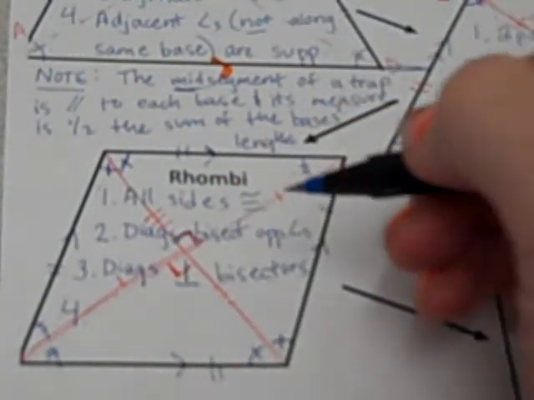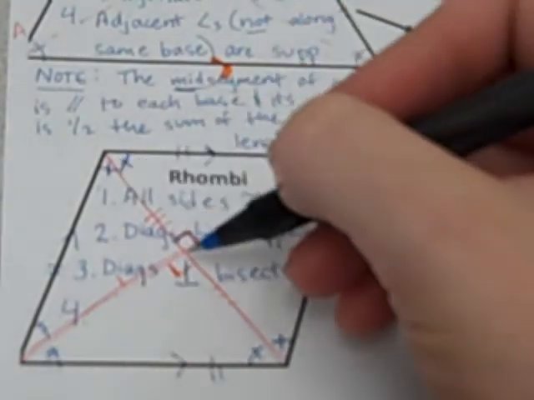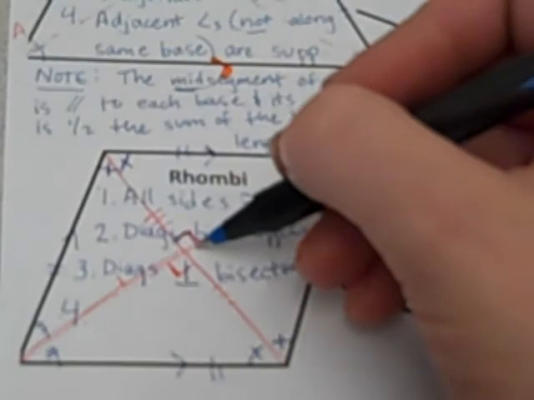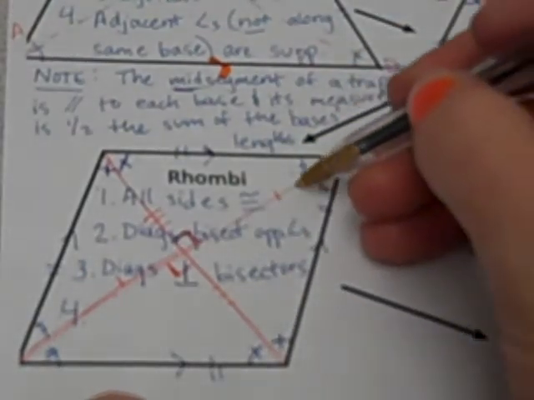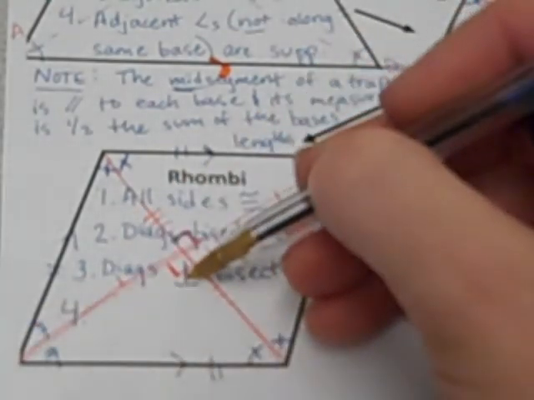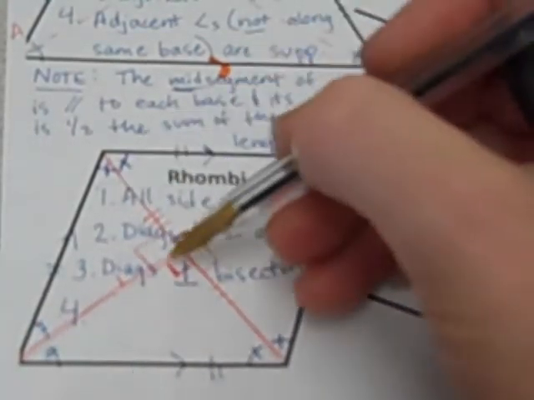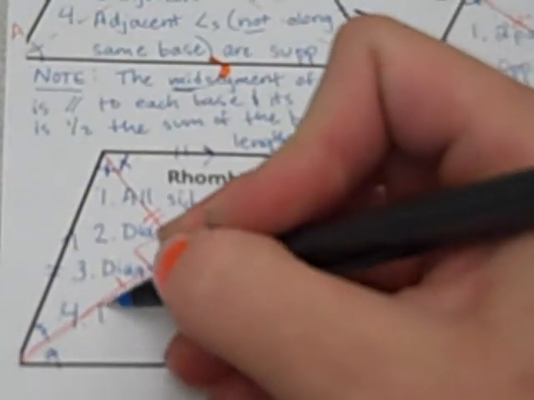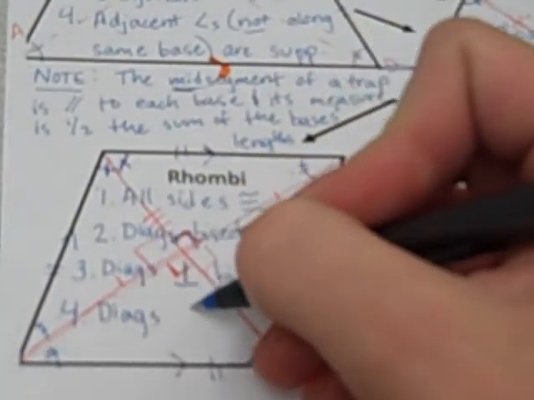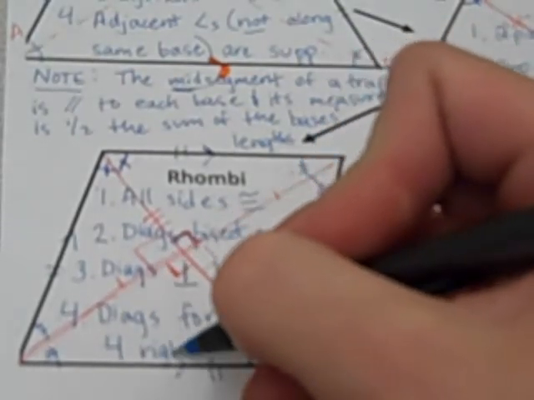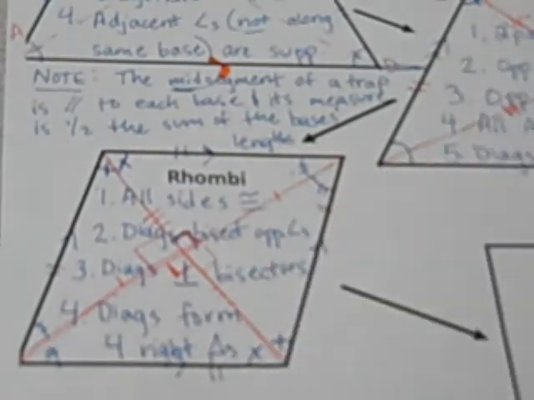So what happens where our perpendicular bisectors intersect, makes those right angles? What is formed? Well, it looks like we've got a right triangle here, right triangle here, right triangle here, and another right triangle. So the diagonals form 4 right triangles. And that's our fourth and final property of our rhombus.